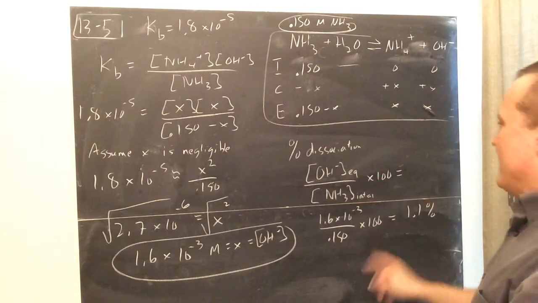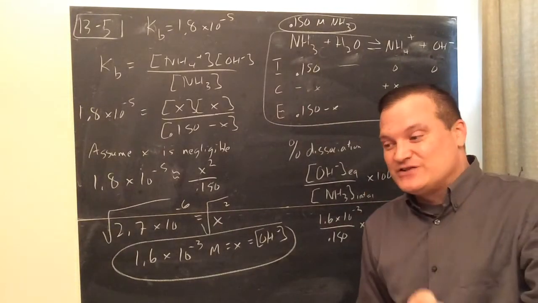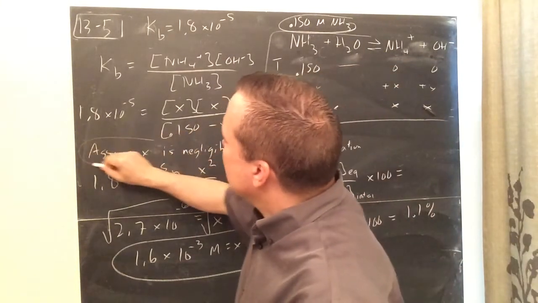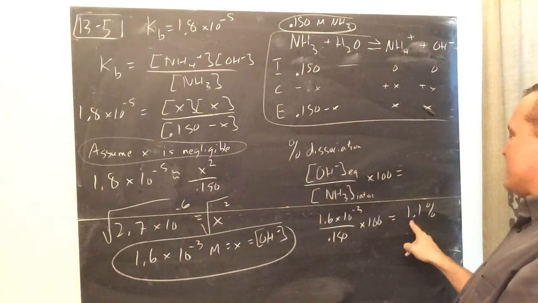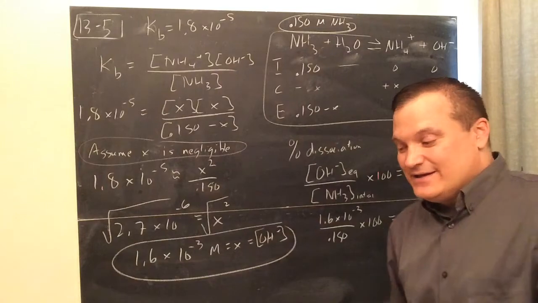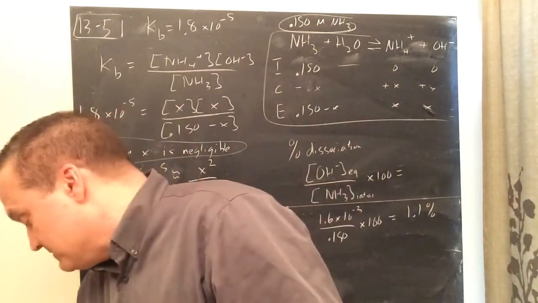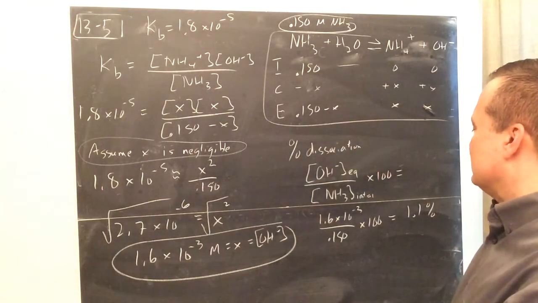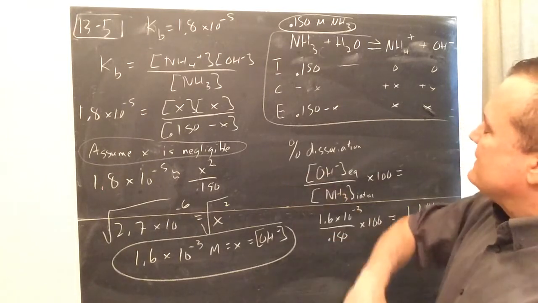Okay. Now, it's good to know, and I think I told you this in an earlier lesson, in college, you only can say assume x is negligible if this number is 5% or less. But for AP, it should always be 5% or less. When they make a question for you, it should be. One year it was more than that, and they still let it work out. They let it go.